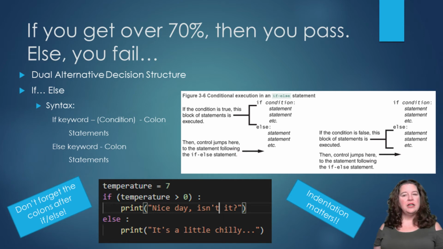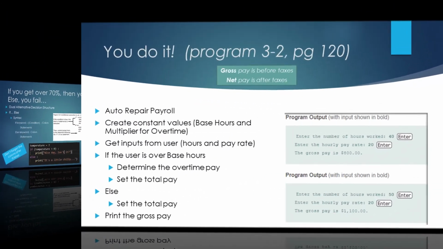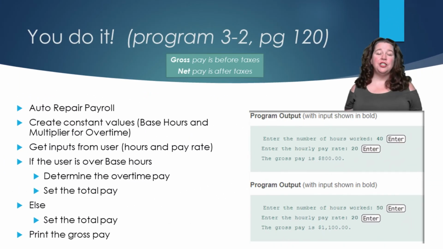So if the temperature was 7, and we asked if the temperature is greater than or equal to 0, it's a nice day, and if it's less than 0, then it's a little chilly, because we're in Montana and that's what a little chilly means. So don't forget your colons after both your if and your else, and then realize you can have multiple statements under each as long as they continue to be tabbed in. That indentation really matters.